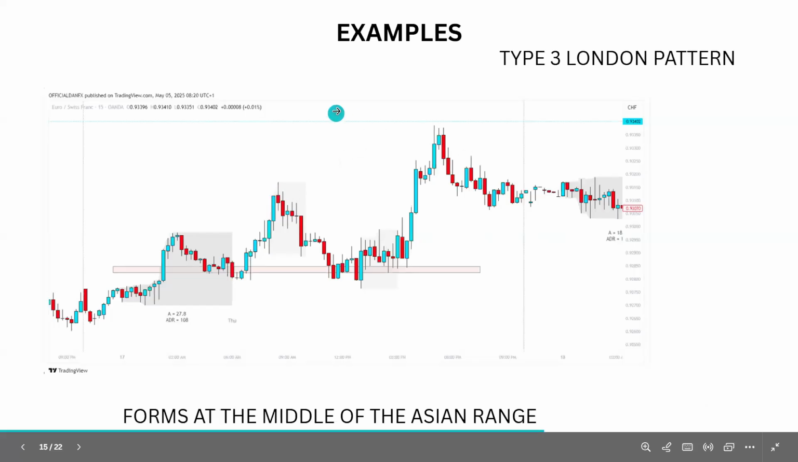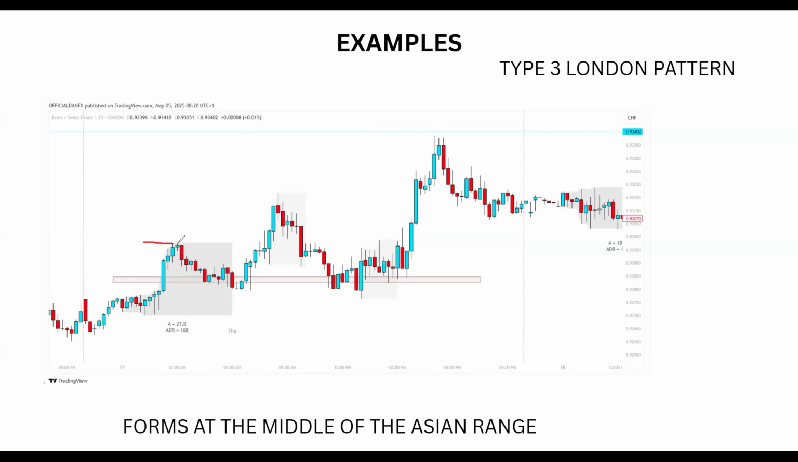All right, so this is an example of the type 3 London pattern. You can see here, let me grab my pen real quick. We can see here we have the Asian session consolidation that happened in here, right? Where's the middle part of the range? This zone that I drew out here, that's the middle part of the range.